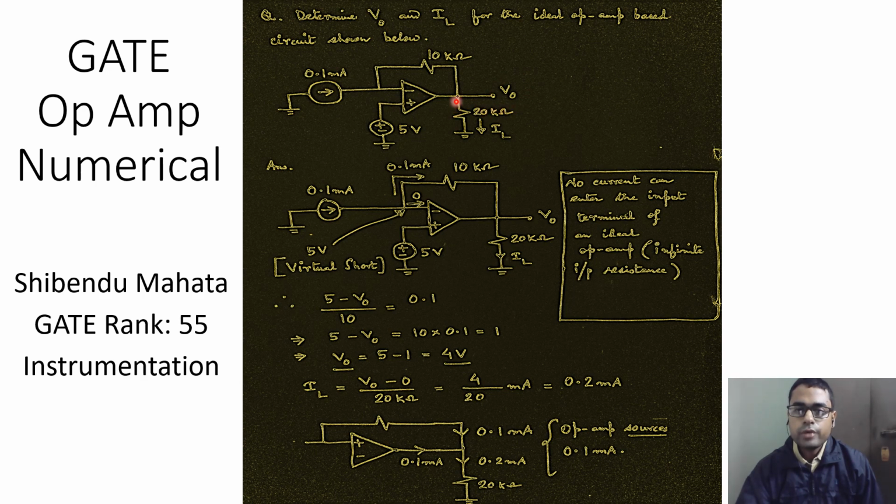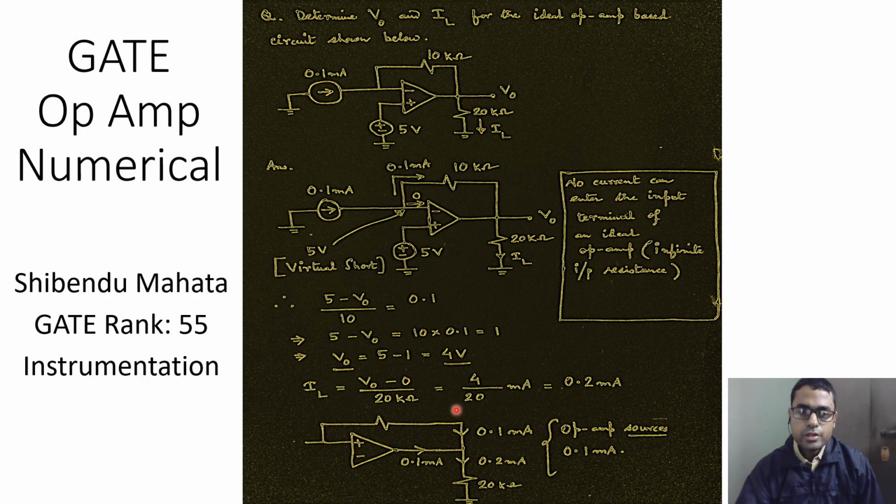Then if we have to find this load current IL, again we apply Ohm's law, and we know that IL is equal to (V0 minus 0) divided by 20 kilo ohms. So IL can be written as (4 minus 0) by 20 kilo ohms, where we had already obtained the value of V0 as 4 volt. From here we obtain the value of IL, which is equal to 0.2 milliampere.